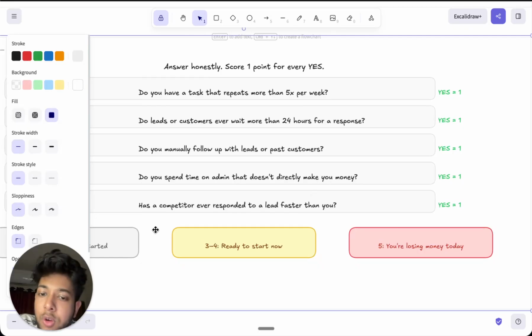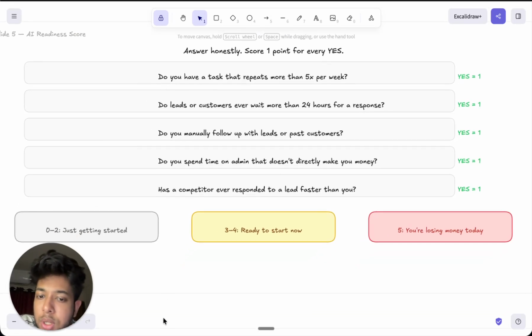And also, has a competitor ever responded to a lead faster than you? In a situation like this, you can definitely use an AI speed-to-lead system, where whenever a lead comes into your business, the AI will basically contact the lead within the first 3 seconds of the lead getting in touch with your business. This will ensure that no one ever reaches out to your lead faster than you.